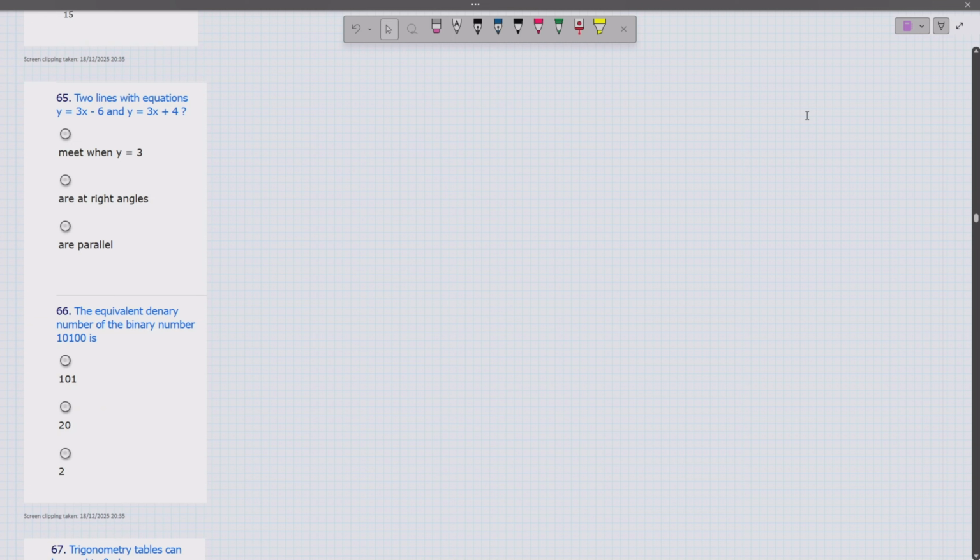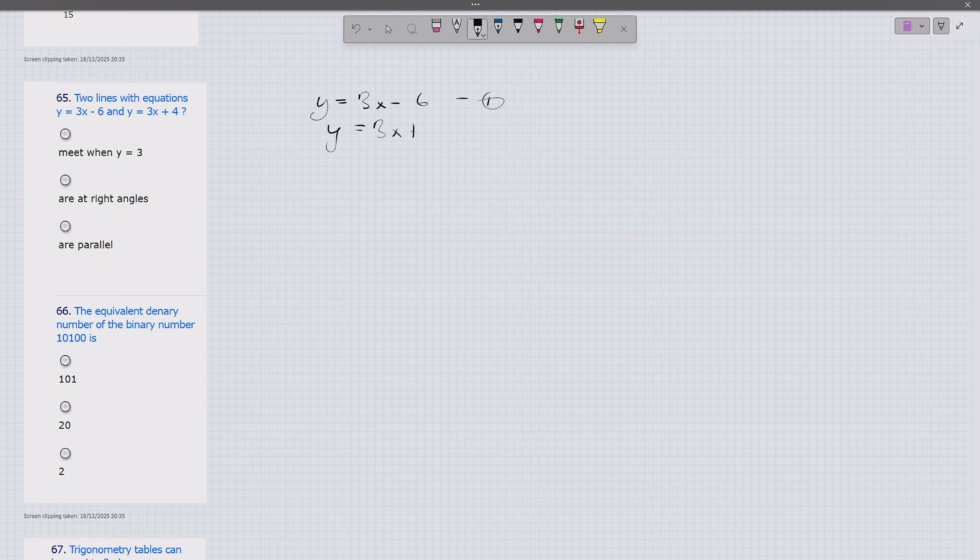Two lines with equations y equals 3x minus 6, y equals 3x plus 4. Let's label the equation y equals 3x minus 6 as equation 1 and the rest equation 2. So y equals 3x minus 6, that's equation 1. y equals 3x plus 4, equation 2. Comparing both equations, you realize that they have the same gradient, which is m equals 3. Two lines with the same gradients are parallel lines. So that will be the answer.